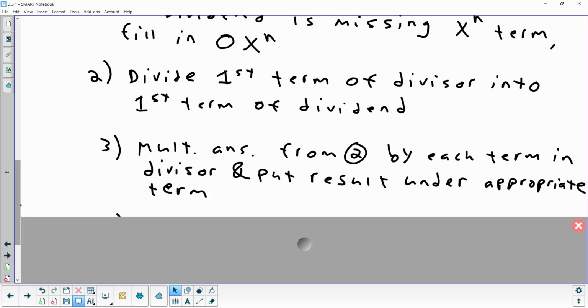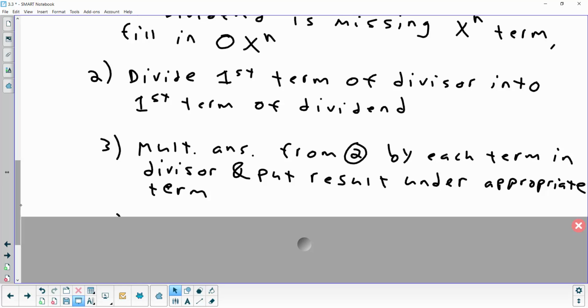All your x cubes are going to go in one column, all your x squareds in another column, your x's in a column, and your numbers in a column. So we're going to divide our term in. Then we're going to multiply what we got in step 2 back out to each term in the divisor.